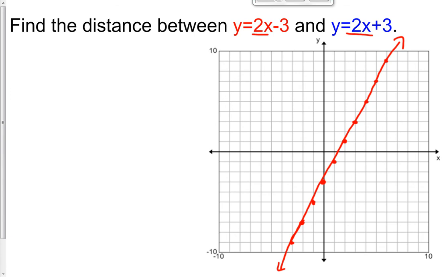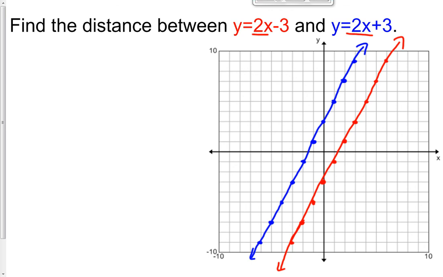And now we're going to graph the other line. This time it intersects at a +3 for the y-intercept. And then it's a rise of 2, run of 1. So you can see very quickly that the two lines are parallel. They have the same slopes.